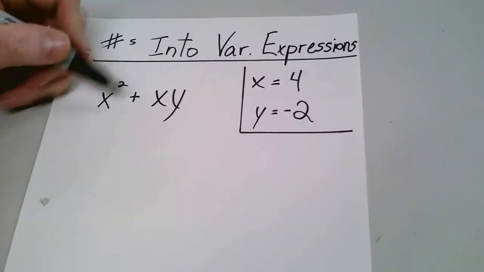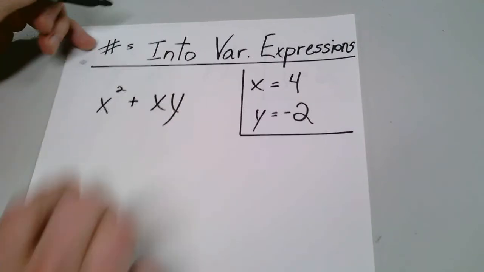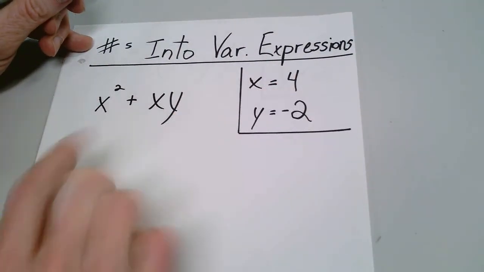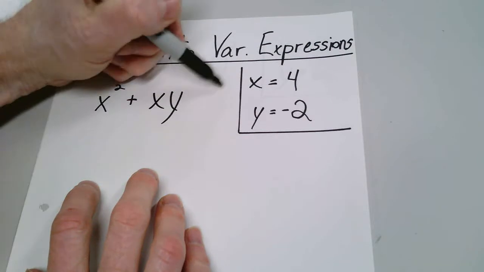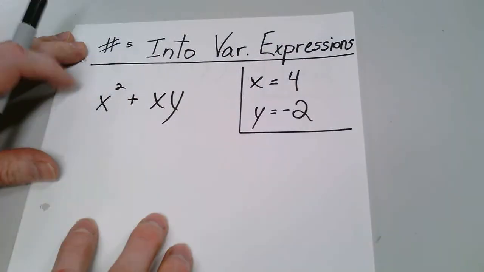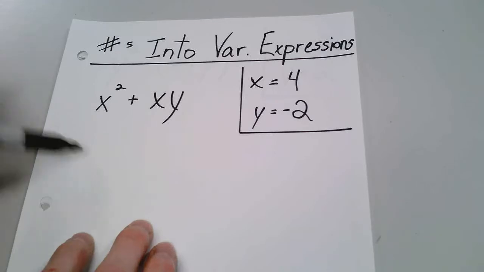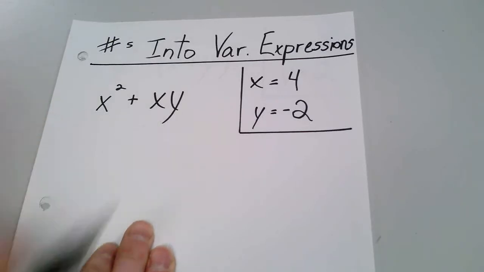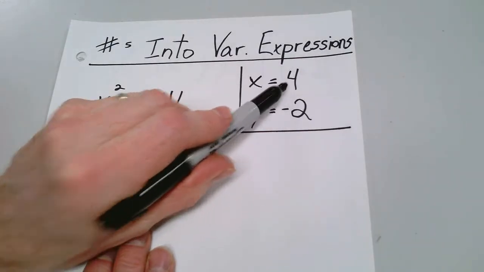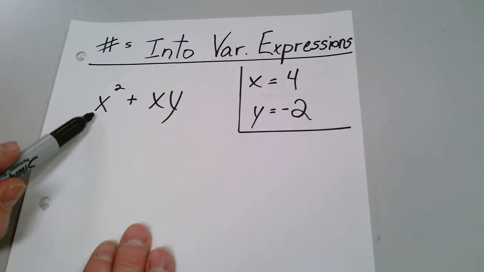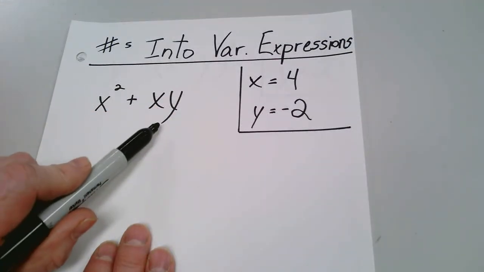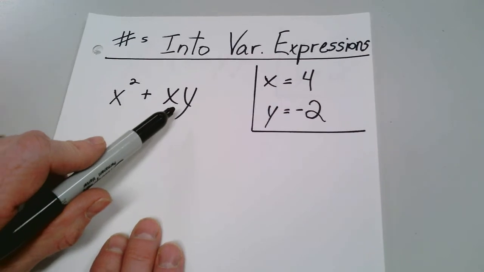You could get a question like this. So this is called a variable expression because there's no equal sign here. As soon as you put an equal sign and a number on this side, it becomes a variable equation. But we're just dealing with expressions here and what their values will be. So here's our expression. And now if x were 4, anywhere we see an x, we're going to put a 4. y is -2, so anywhere we see a y here, we're just going to sub in a -2.